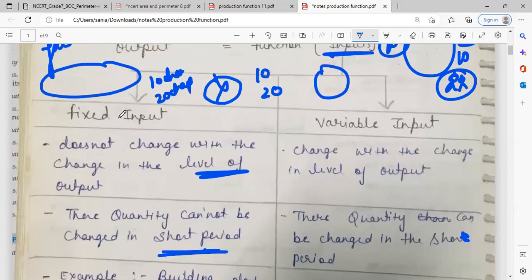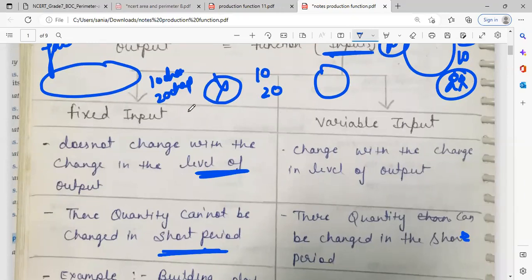So this is the difference between fixed input and variable input, or you can write fixed factors or variable factors. Clear? So you will write the heading: difference between fixed input/factor and variable input/variable factor. Clear? You got the difference between both? Yes, ma'am. Girls, boys?